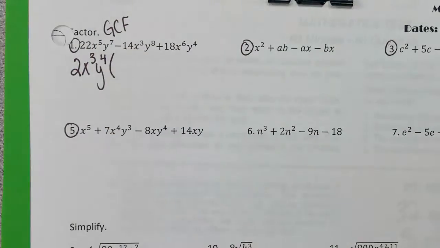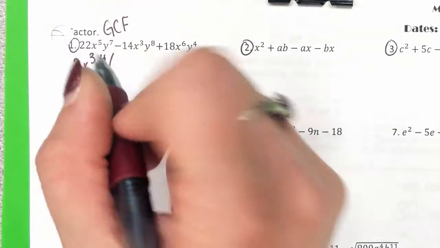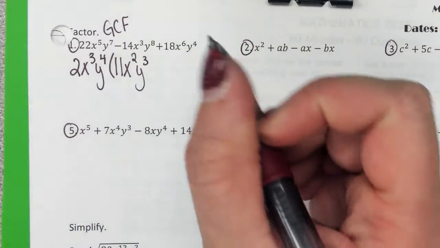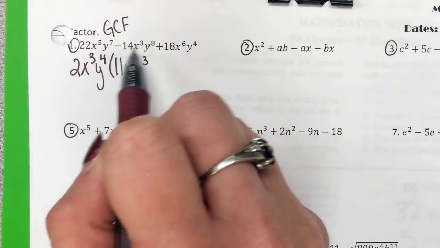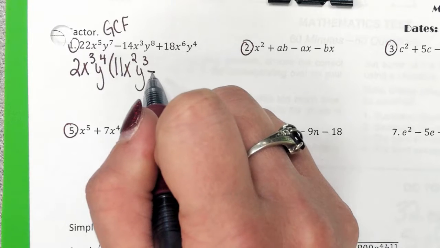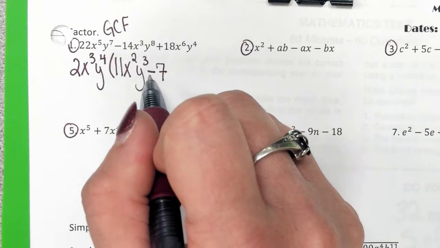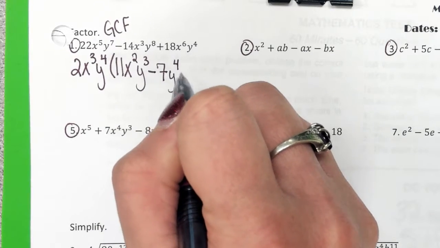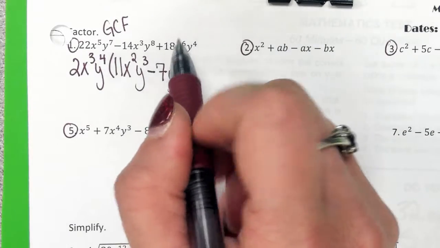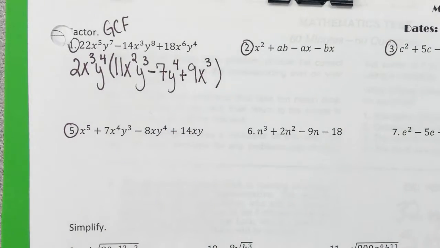Perfect. All right, Jared, if I take a 2x to the 3rd, y to the 4th out of this first term, what do I have left? 11x to y 3. Perfect. All right, Britton, if I take a 2x to the 3rd, y to the 4th out of this second term, what would I have left? That's 14 divided by 2. Perfect. Very nice. And Jonathan, if I took a 2x to the 3rd, y to the 4th out of this third term, what would be left there? Yeah, very nice.